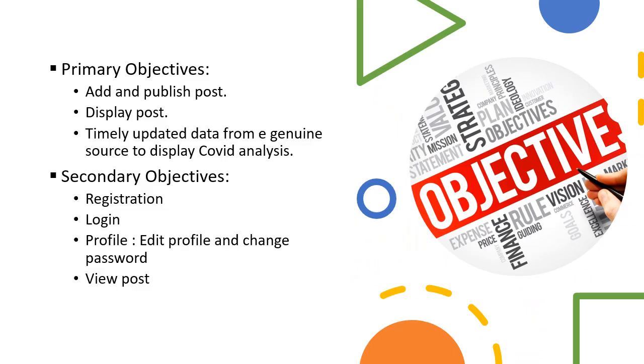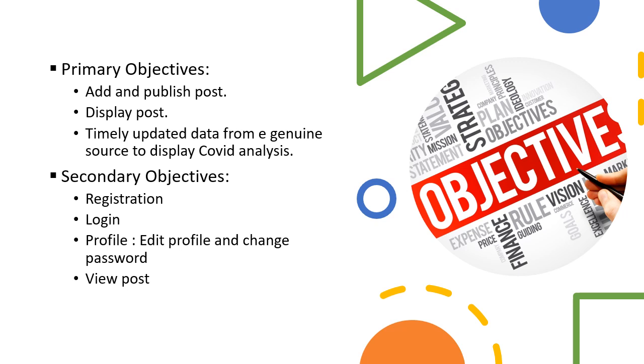Let's talk about objectives. The primary objective of the website is that the user should be able to add and publish their post easily. Another objective, which is very important, is to display the post. The post just published should immediately reflect on the dashboard. Also, it should have a filtering option to view the posts, such as a search bar.